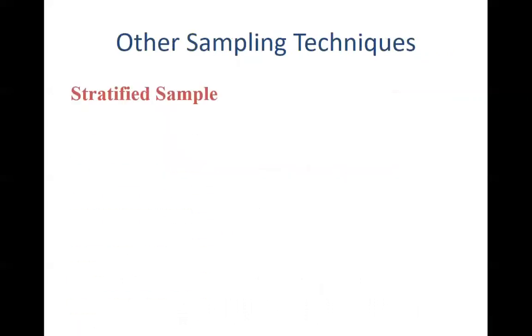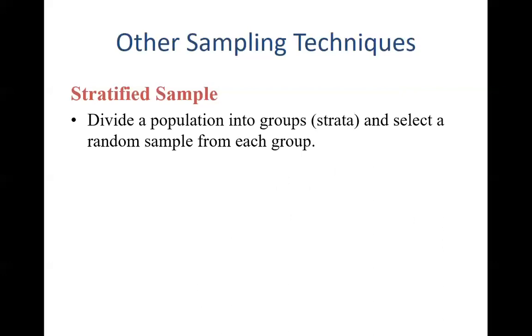So here's another way that we could devise a sample. Remember, we're trying to come up with ways that we can get a good sample. So that was our simple random sample. Let's talk about a stratified sample. Do you know what a strata is? It's just another word for a group. So if you divide a population into groups, or strata, and select a random sample from each group.